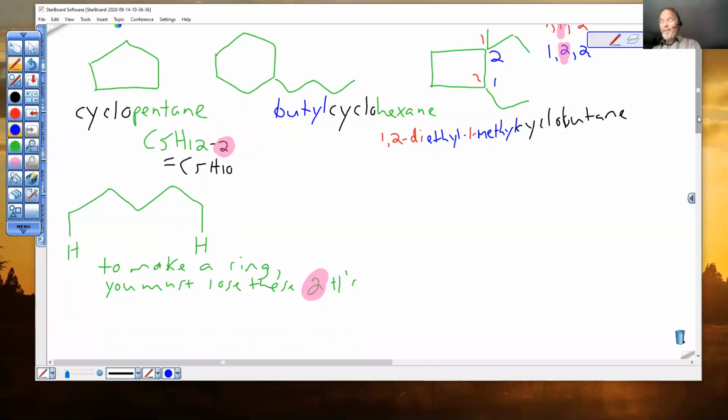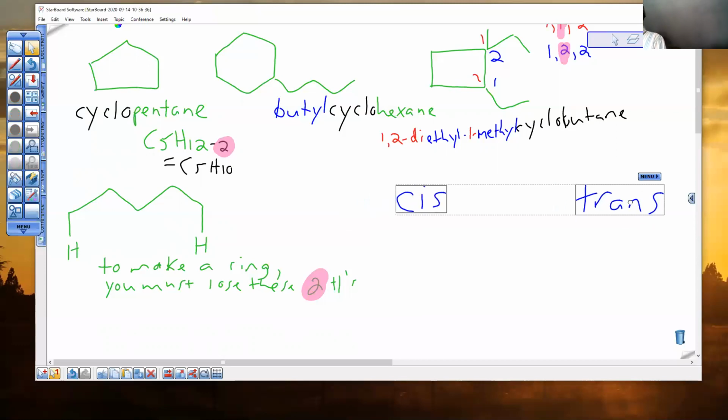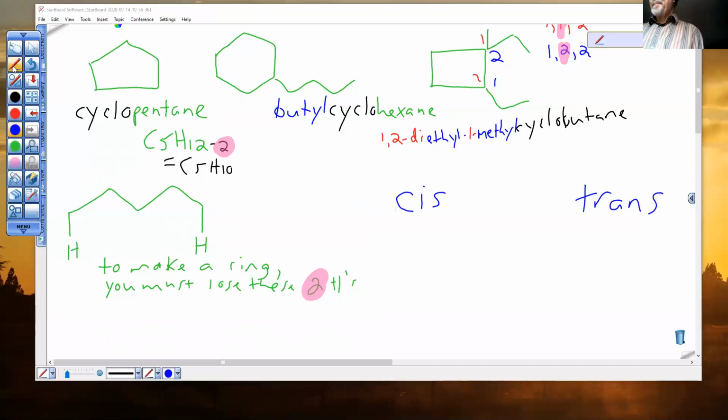When we have two groups on a ring that are on different carbons, they're either on the same side of the ring, in which case we're going to throw this prefix in front of the name, cis. And when there's two groups on opposite sides on different carbons, it's trans. So let's do some cis-trans examples. This is where we're going to have to use wedges and dashes again. So if I have a ring, we haven't done a 7 yet. And we haven't done a 3 yet.